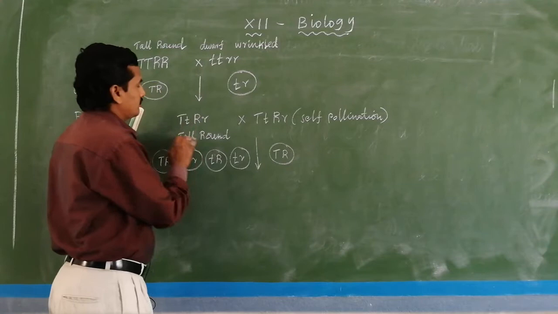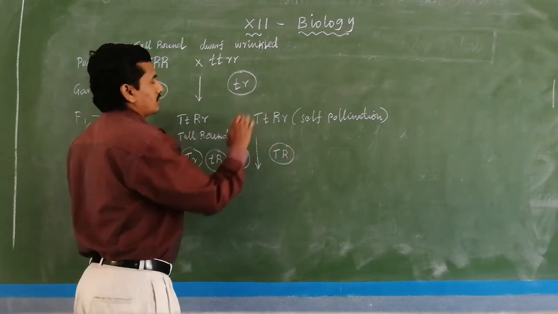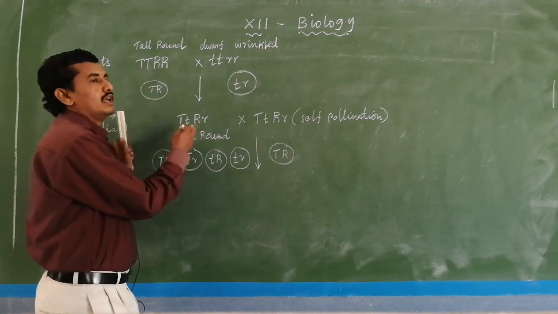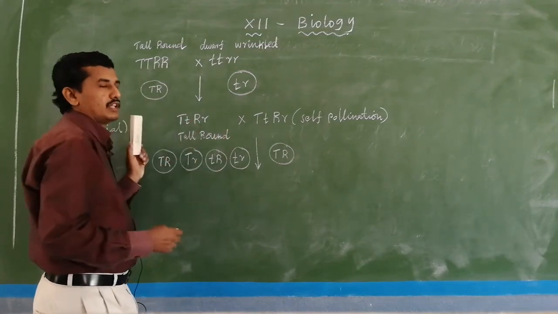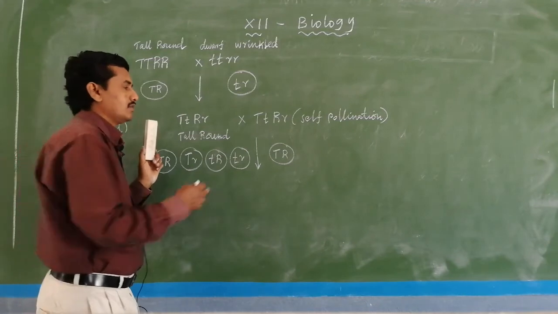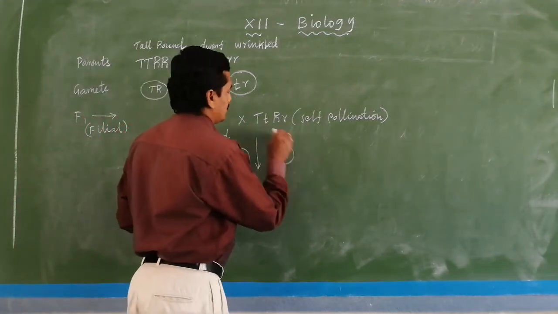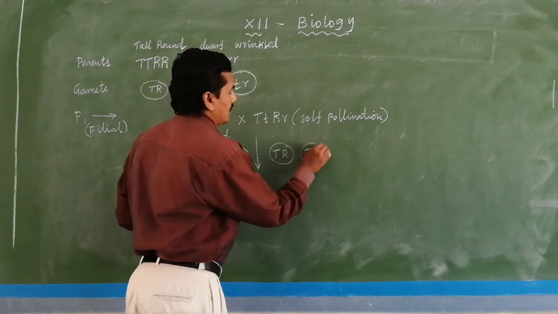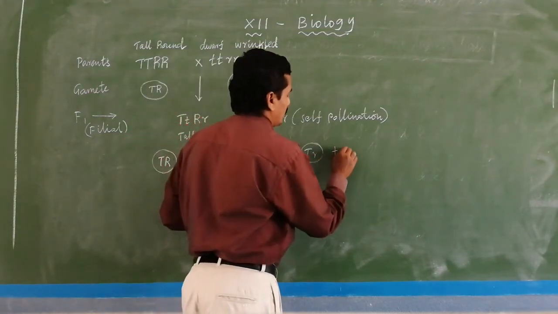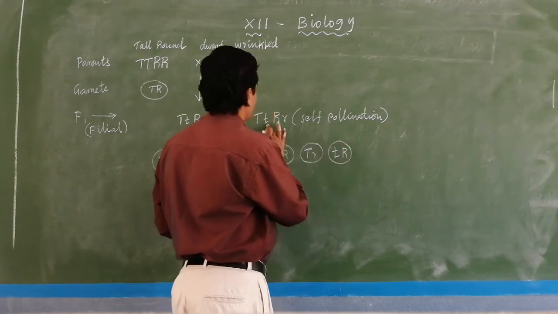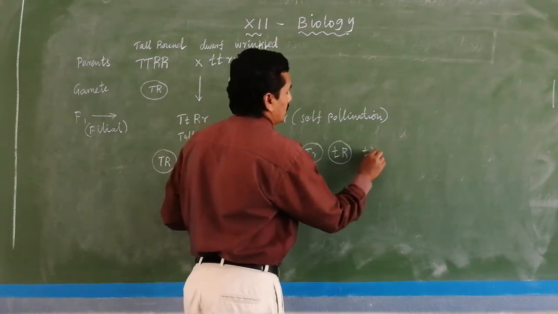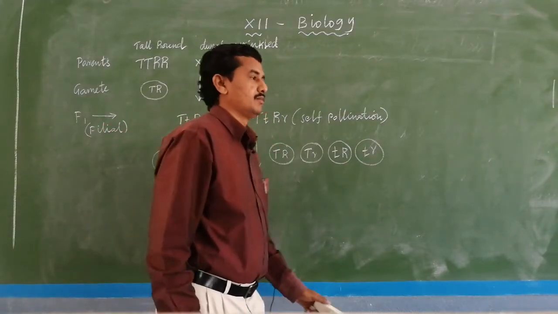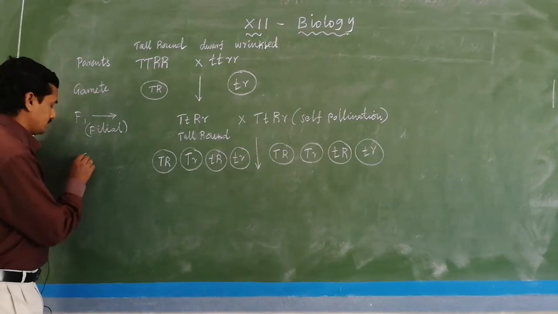One plant is considered as a female and one plant is considered as a male. We use pollen grain for the male plant, and the stigma, style and ovary for the female plant. Here capital T capital R, the next gamete is capital T small r, the third one is small t capital R, and one small t small r. Four different types of gametes are formed. What is this? This is gamete.